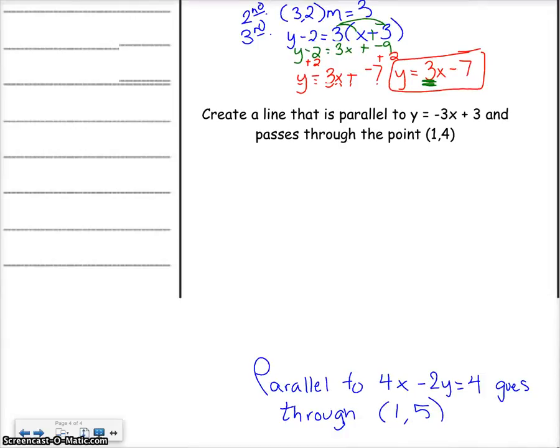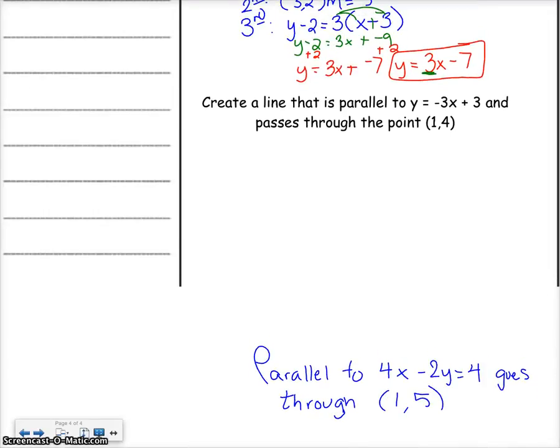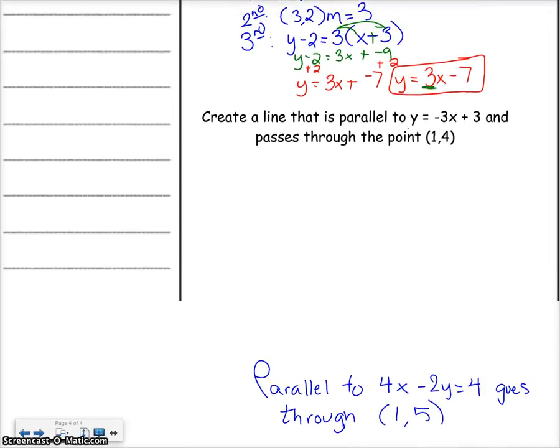Okay, let's do it again. I want to create an equation of a line that's parallel to this line, and it passes through the point (1, 4). Again, parallel means it's not the same line. It just is parallel to it. So parallel means they have different y-intercepts, but they have the same rate or slope. So my first step, I got to figure out my slope. What is the slope then? Here y is by itself, so I can analyze the slope. Looks like my slope is negative 3.